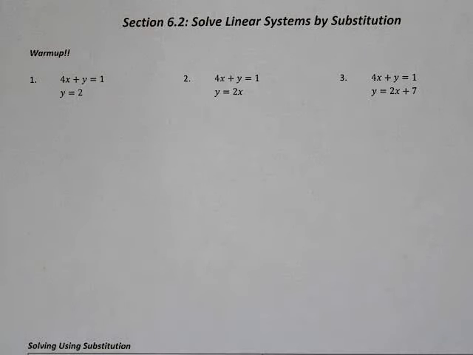Hi everyone. In yesterday's video, we talked about how to solve linear systems by graphing. Today we're going to use a more algebraic method, so you're not going to have to graph these every time. So we're going to learn a method called substitution.